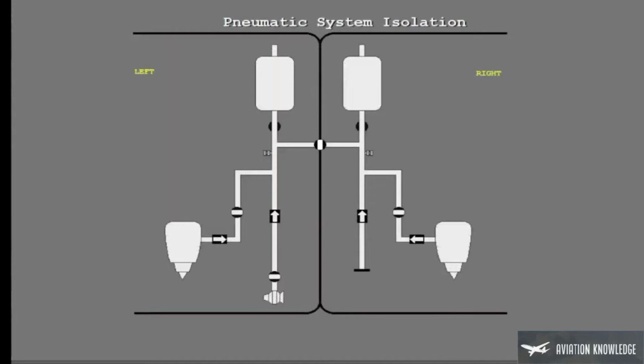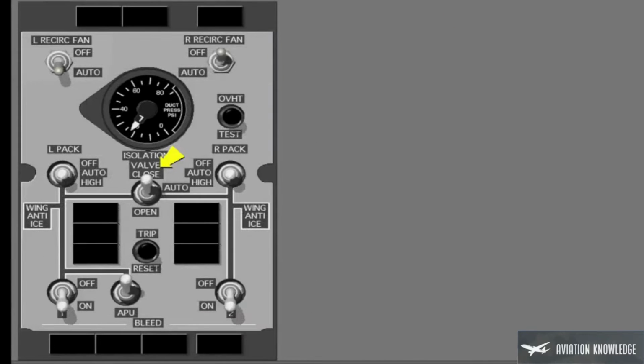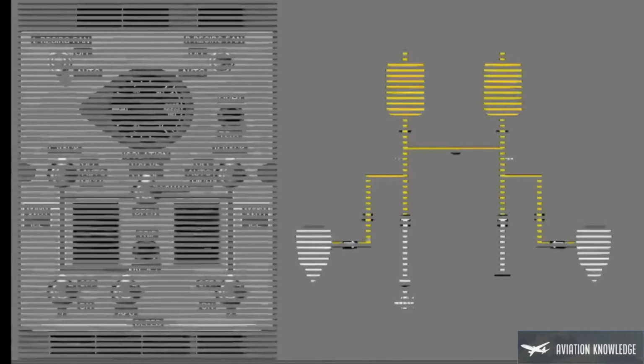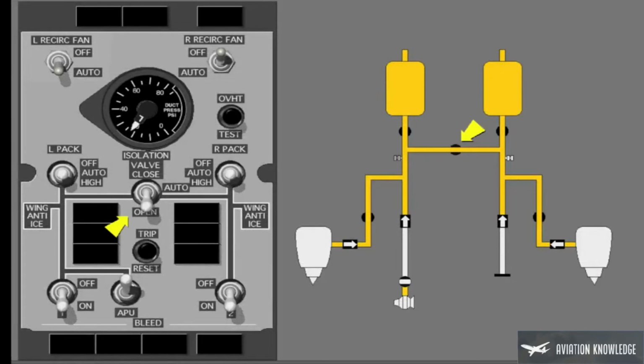The isolation valve separates the left and the right sides of the bleed air system. The isolation valve switch has three positions: closed, auto, and open. When the switch is in the open position, the valve is always open and the left and right sides of the bleed air system are connected. Now close the isolation valve.